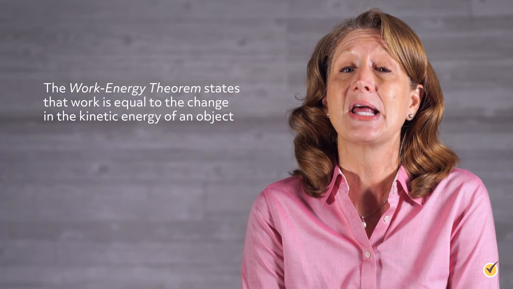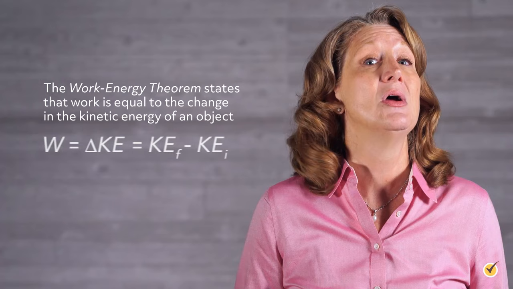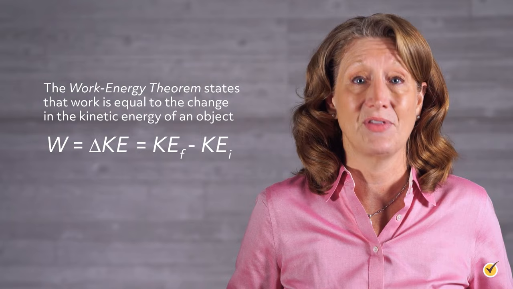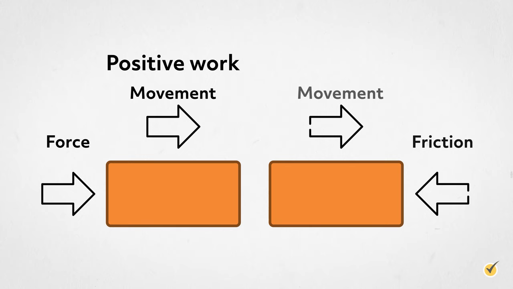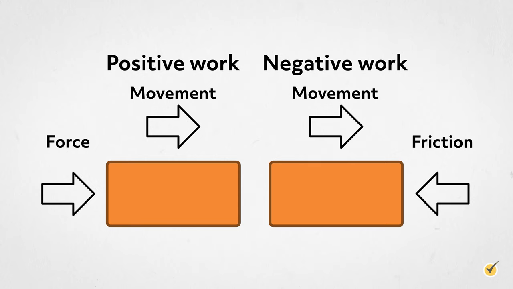The work-energy theorem states that work is equal to the change in the kinetic energy of an object. So, work is equal to the final value of the kinetic energy minus the initial value of the kinetic energy. It is also important to note that work can be either positive or negative. For example, if you're pushing a box across a table, the direction you're pushing the box would be considered the positive direction. The friction between the box and the table is a force in the direction opposite to the motion, so the work being done by friction is negative. Basically, negative work makes it more difficult to get positive work done.